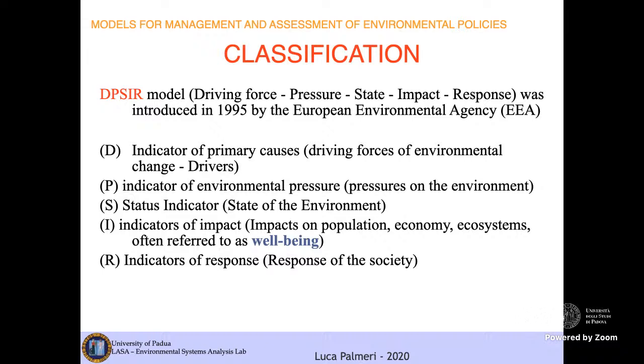Impacts are indicators of impacts, so impacts on population, economy, ecosystem. They are often referred to as well-being, so impacts on the well-being of a population. And response indicators are typically policymaker responses, but given by the society.